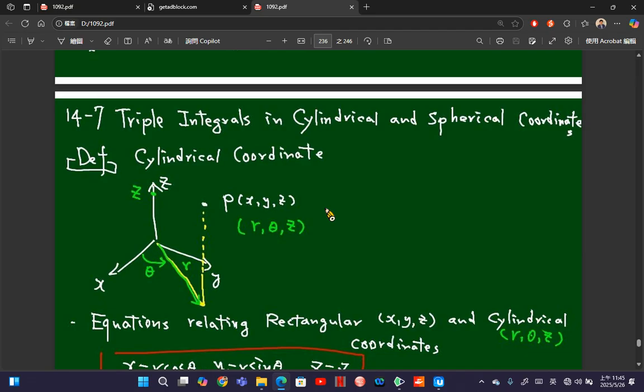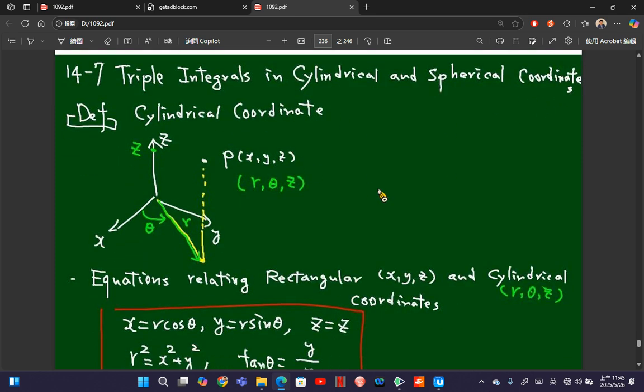So, in section 7, we were talking about another two types of coordinates. One is cylindrical coordinates, and the other one is spherical coordinates. For the cylindrical coordinates, do you still remember that in the previous section, each point in the space is x, y, z, right?